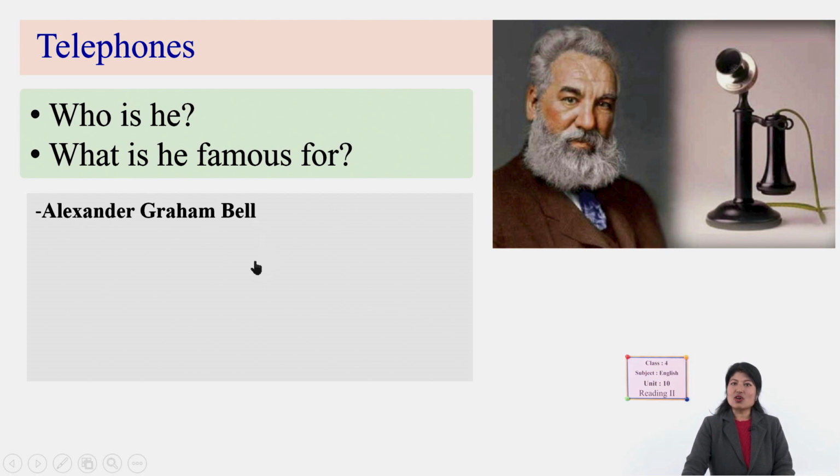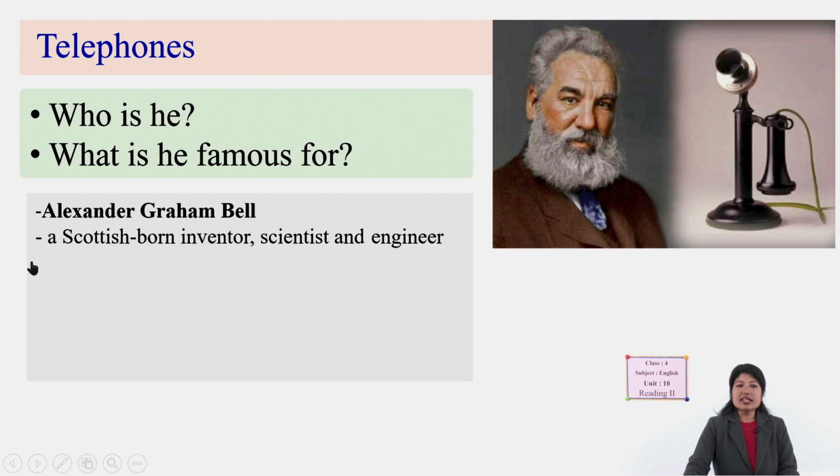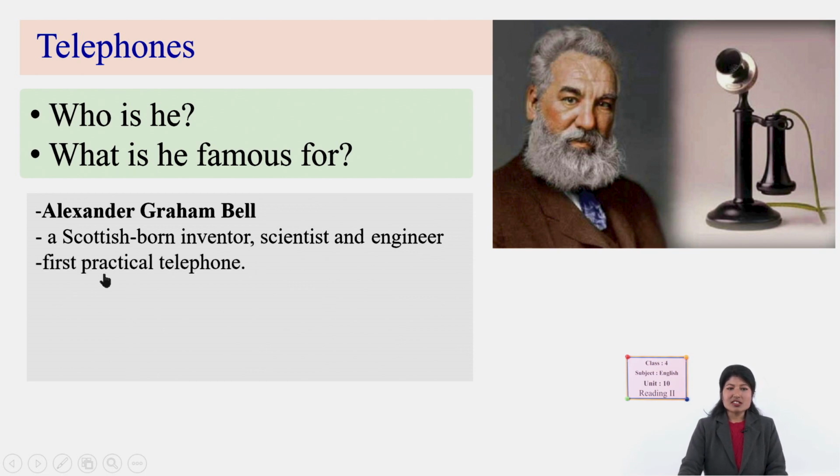He is none other than Alexander Graham Bell. Alexander Graham Bell. He is a Scottish-born inventor, creator, scientist and engineer. So he is a scientist, inventor, engineer, a very talented person. He invented the first practical telephone.